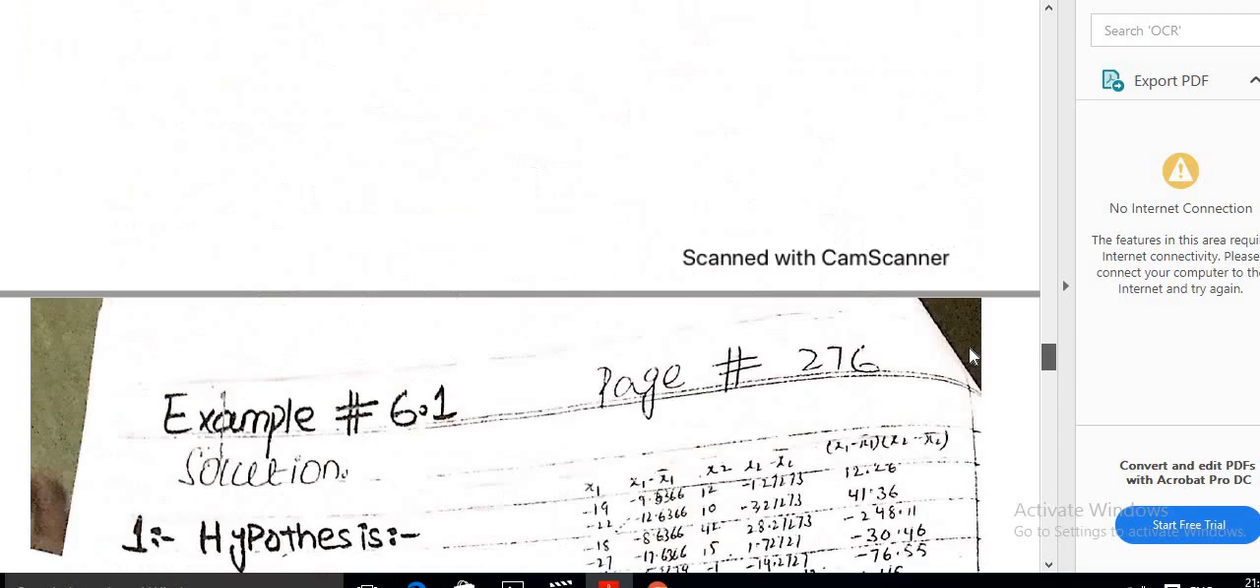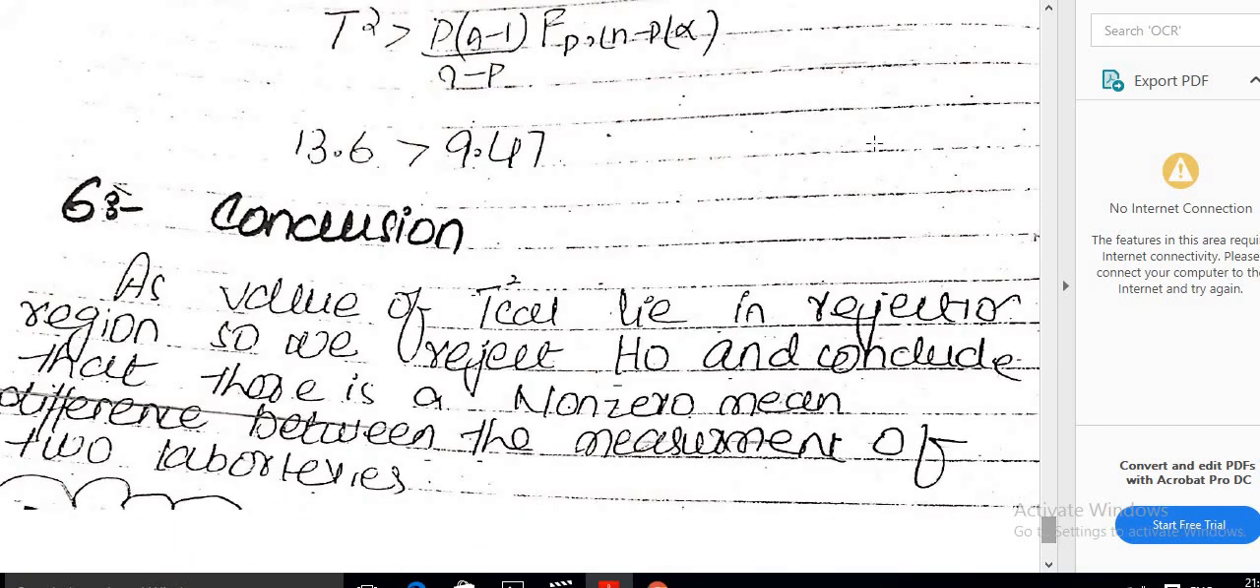This is the complete explanation of the procedure and the related example.